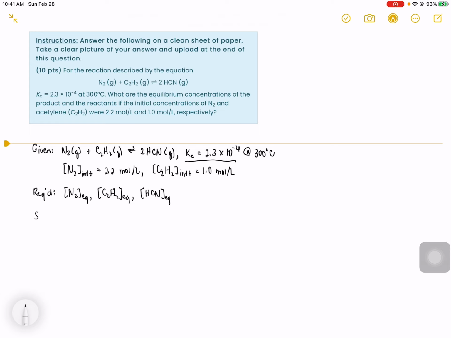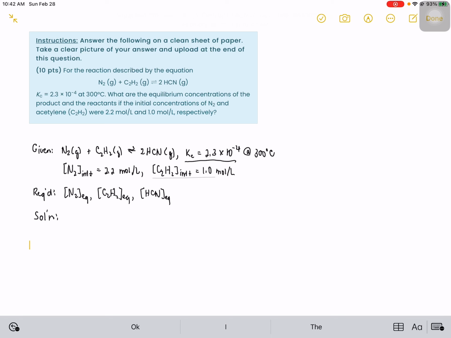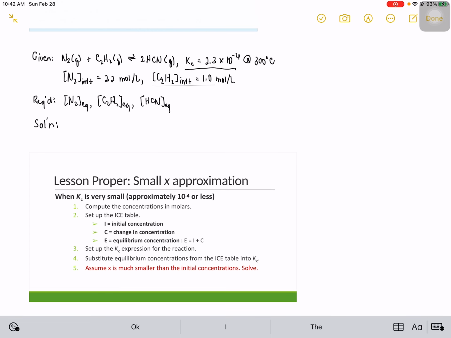So from what we already were able to discuss in our lectures, we know that when K sub C is very small, we are now able to use once again the small x approximation. Now luckily for us, the concentrations are already given in molars. Therefore, we could skip to writing the ICE table for this one.